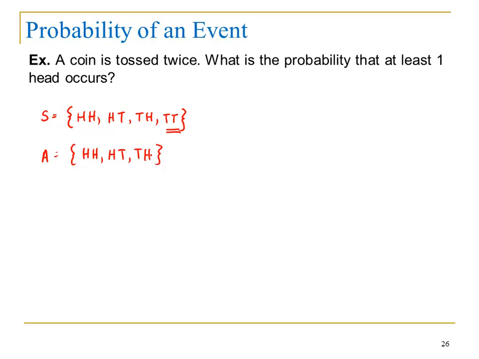Okay, so that's my event. Those are the only outcomes in which the head occurs. So now what is the probability that at least one head occurs? If we assign the same weight to each outcome, from the sample space we have 4W equals 1, because we know that the probability should always be equal to 1. So each outcome should have a weight of 1/4, or a probability of 1/4.